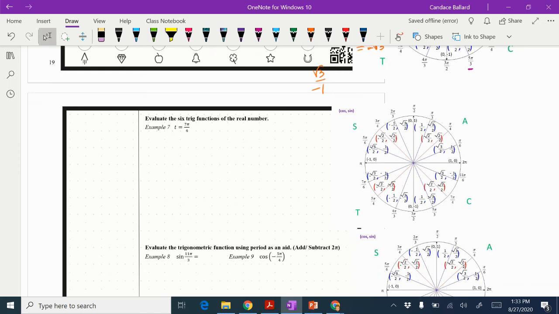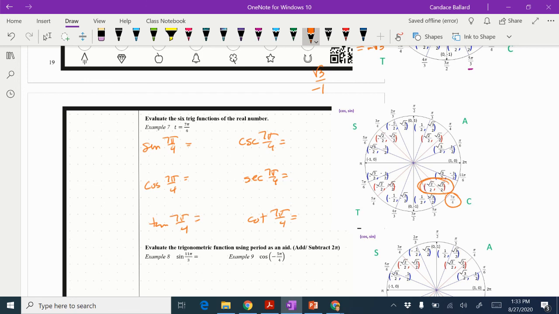In example 7, it wants me to find all 6 trig functions for 7 pi over 4. So I've got to find the sine of 7 pi over 4, cosine 7 pi over 4, tangent 7 pi over 4. I'm going to put their reciprocals next to them: cosecant 7 pi over 4, secant 7 pi over 4, and cotangent of 7 pi over 4. All right, so let's look for 7 pi over 4. 7 pi over 4 is right here. So these are the coordinates that I am using.